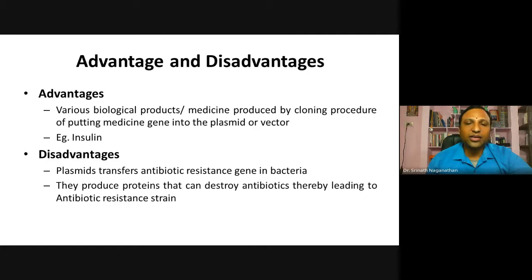The advantages and disadvantages. Advantages: various biological products and medicines are produced by the cloning procedure of putting the medicinal gene or the gene of interest into the plasmid or the vector. Example, insulin. Disadvantage: plasmids transfer antibiotic resistance genes in bacteria. They produce proteins that can destroy antibiotics, thereby leading to antibiotic resistant strains.